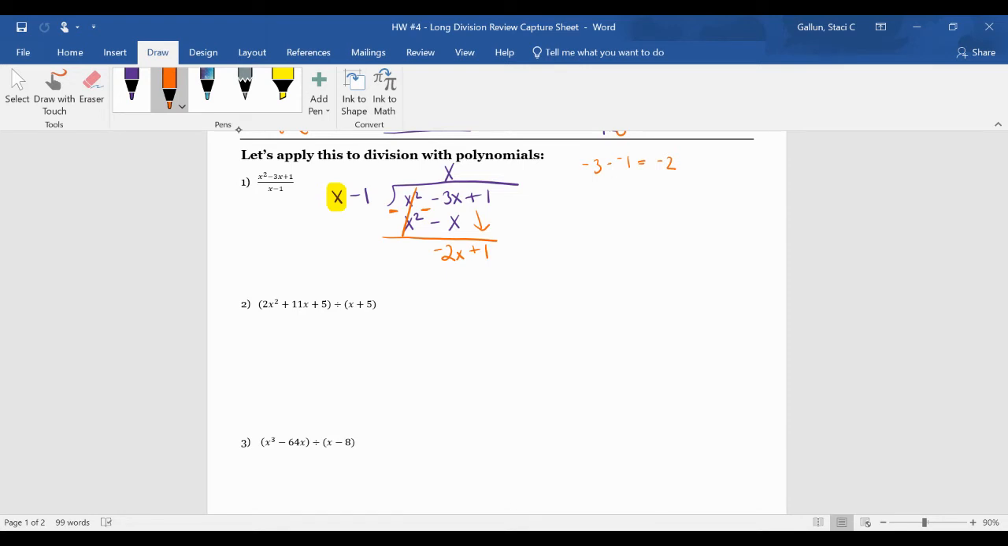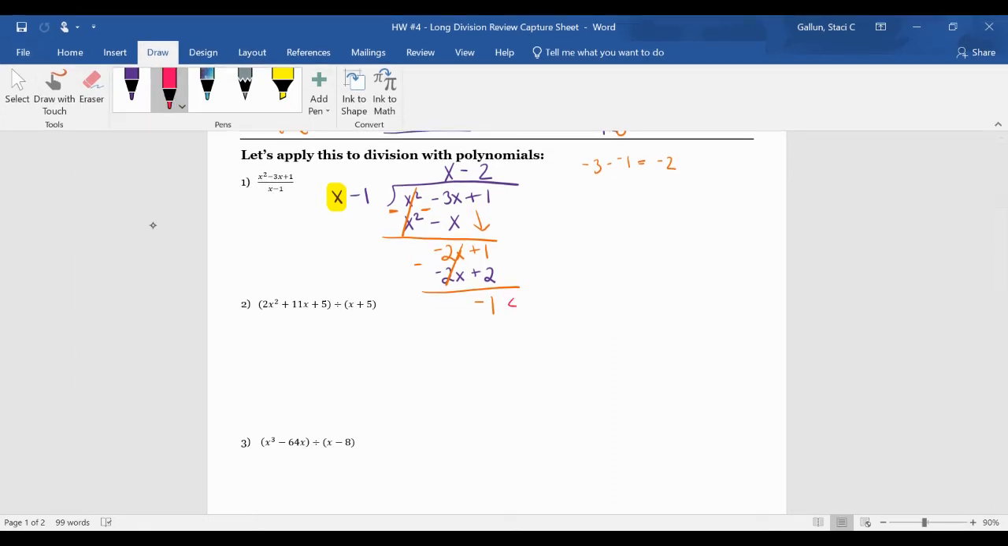Okay, so now let's do it again. X goes into negative 2x. What do I have to multiply by? X times negative 2. Negative 2 times x gives us negative 2x. Negative 2 times negative 1 gives us plus 2. And just like we did before, let's go ahead and subtract. Negative 2x minus negative 2x cancels. 1 minus 2 gives us negative 1. I got nothing else to bring down.